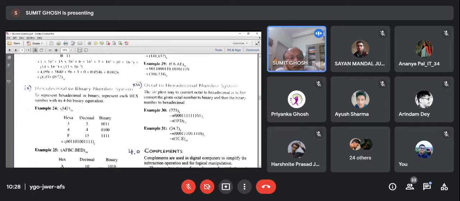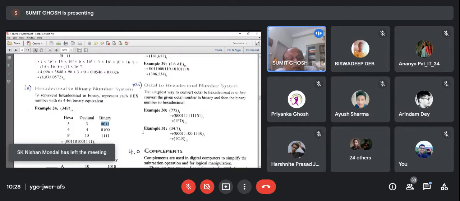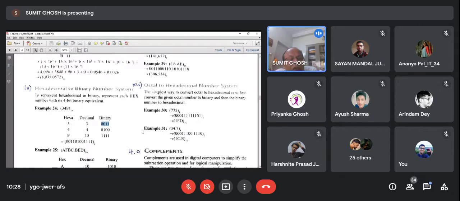For example, the 3 is actually in binary 011. If you find the binary equivalent of 3, it is 011. Okay, sorry, 0011. Hexadecimal has to be 4 binary bits. Then 4, it will be 0100. And F will be 1111. Okay, so it is 3. So instead of 3, you write 0.